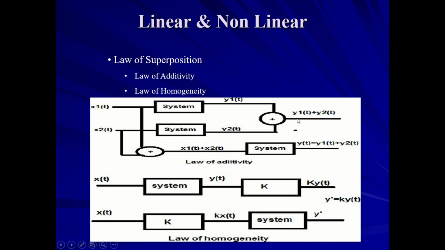When both results, the first result y1 of t plus y2 of t and the second result y of t equal to y1 of t plus y2 of t, are the same, then we can say the system is linear. At the same time, we have to check the law of homogeneity. That means first x of t is applied to the system to give y of t, and y of t is multiplied by a constant k, which produces k times y of t. In the other case, x of t is first multiplied by the constant k, so k times x of t is generated, and then applied to the system, which generates y dash of t. If both results are the same, the system is said to be linear. So for a system to be linear, it obeys the law of superposition.